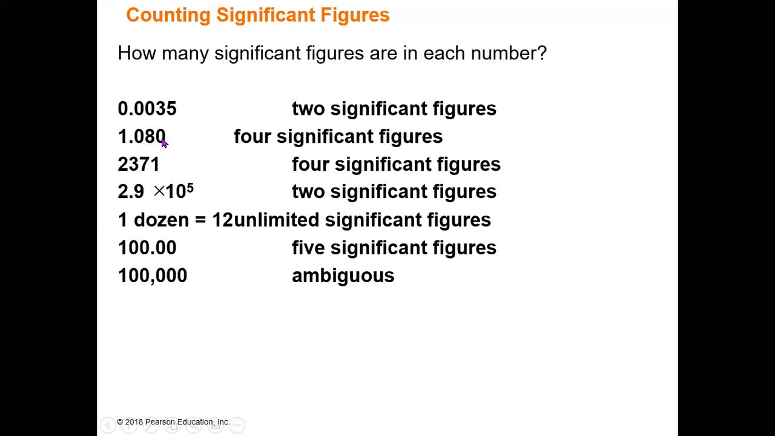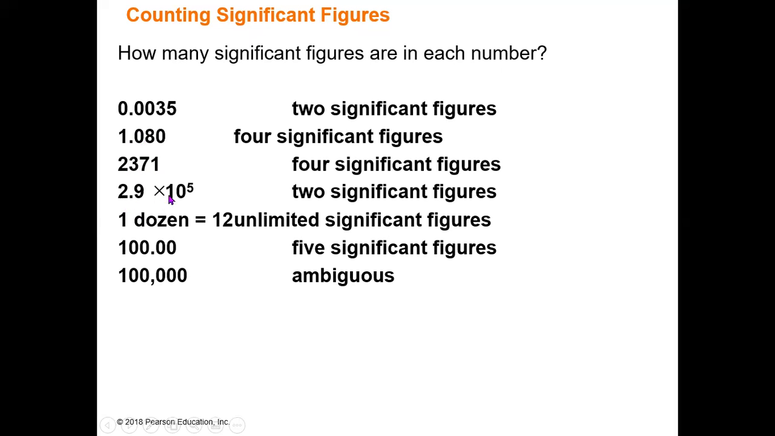1.080. So this 0 is at the end of a number, but the number has a decimal point. Therefore, this 0 counts as significant. This 0 is the interior 0. So therefore, we have 4 significant figures. And this number just has 4 non-zero digits, 4 significant figures.